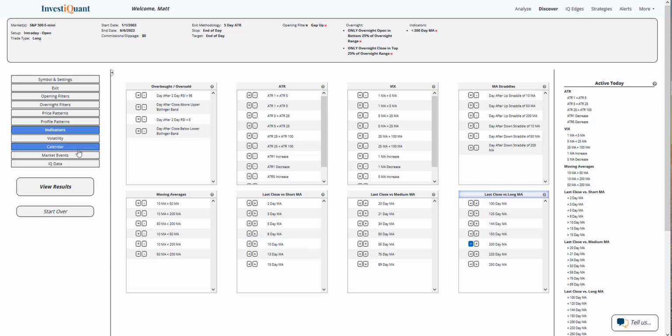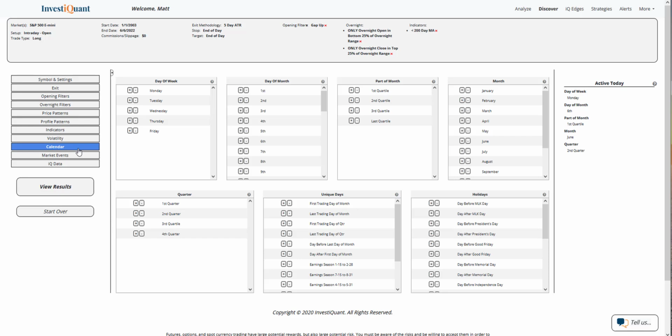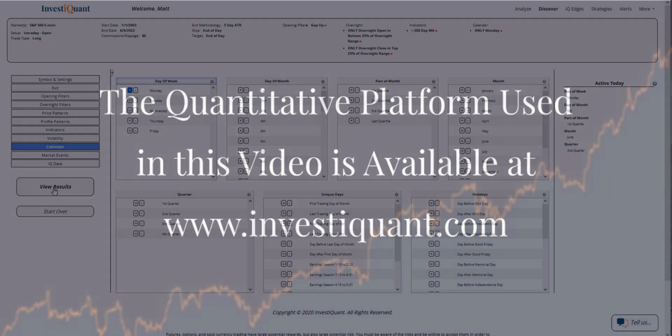And the last thing I'm going to do is go to the calendar library. I'm going to say that today is Monday. We're seeing the start of the week with this bullish activity. So I've hit equals next to Monday. Now I can click view results.